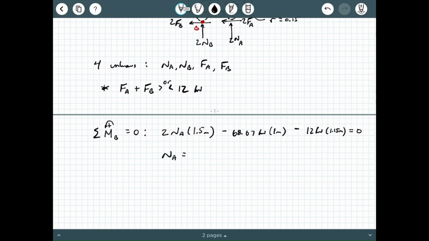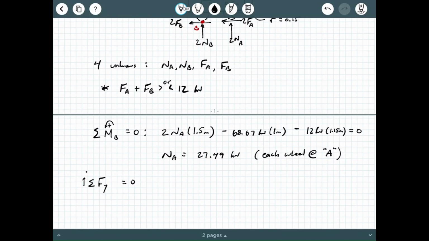12 times 1.15 meters. Good thing I caught that before we got too far. 68.67. Add that to 12 times 1.15. And then we're going to divide by 2 and then also divide by 1.5. So I get NA is 27.49 kilonewtons, and that's going to be at each wheel at A. Okay, that's 27.49 kilonewtons for each of the wheels at point A.